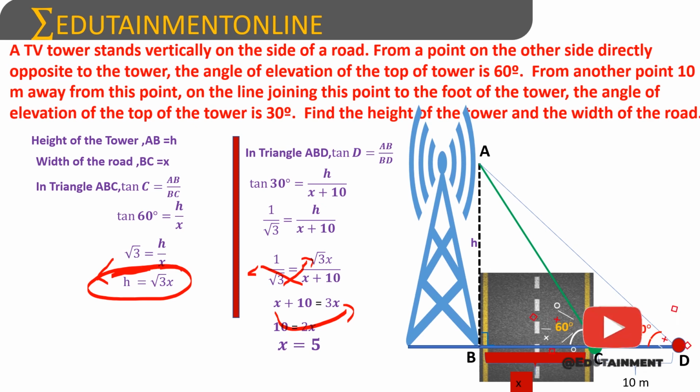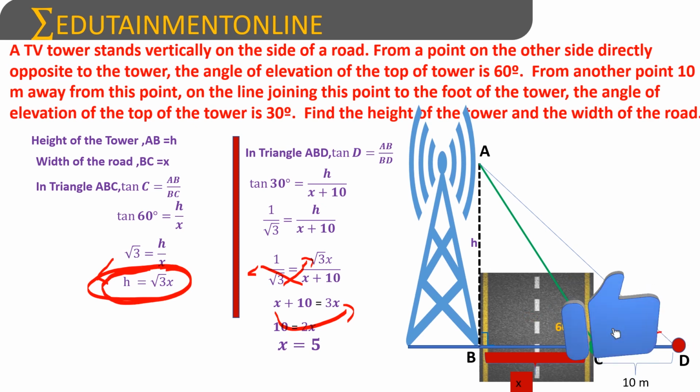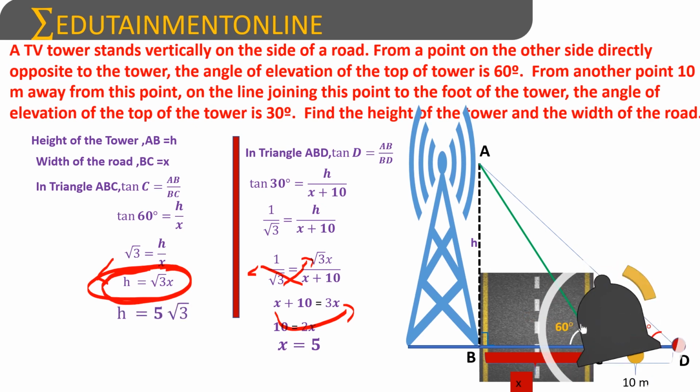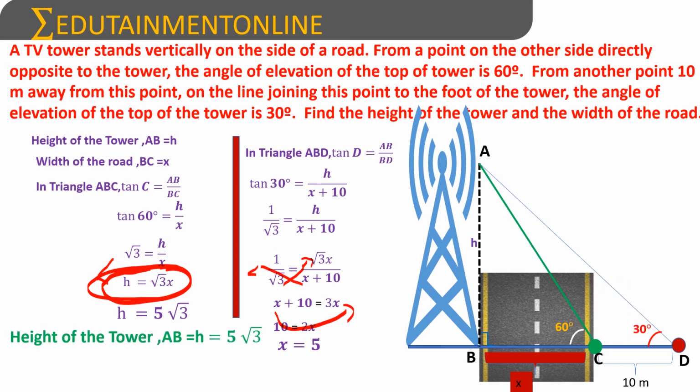Now if we substitute in this equation h is equal to root 3 x, the height of the tower will be 5 root 3 meters. Therefore the height of the tower is 5 root 3 meters and the width of the road is 5 meters.